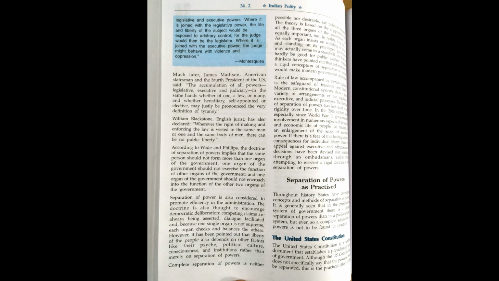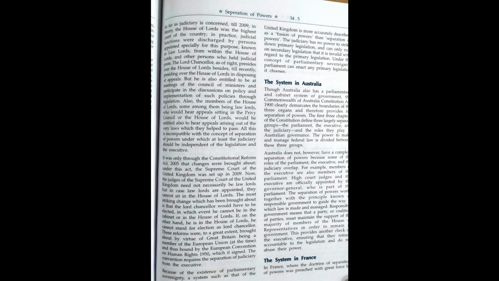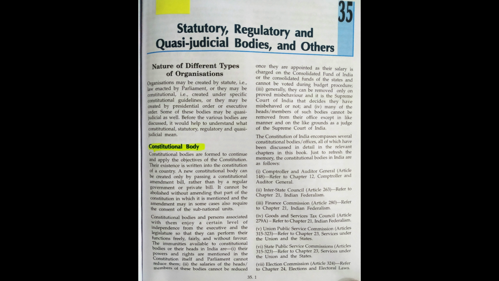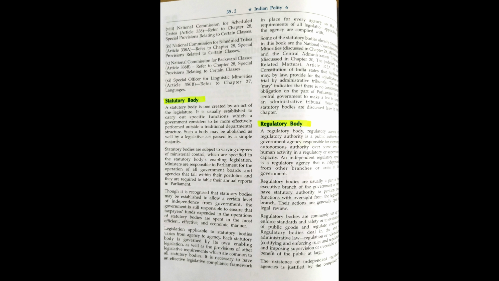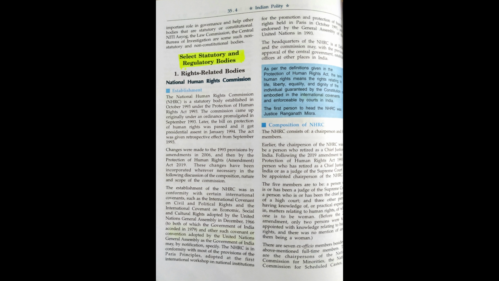There is a chapter on separation of powers along with the comparison between India and other democracies in this aspect. The chapter on statutory and quasi-judicial bodies explains these terms and how they differ from constitutional bodies. The constitutional bodies are more appropriately discussed in the context of the constitutional provisions. Here, some of the important statutory bodies in India are considered.